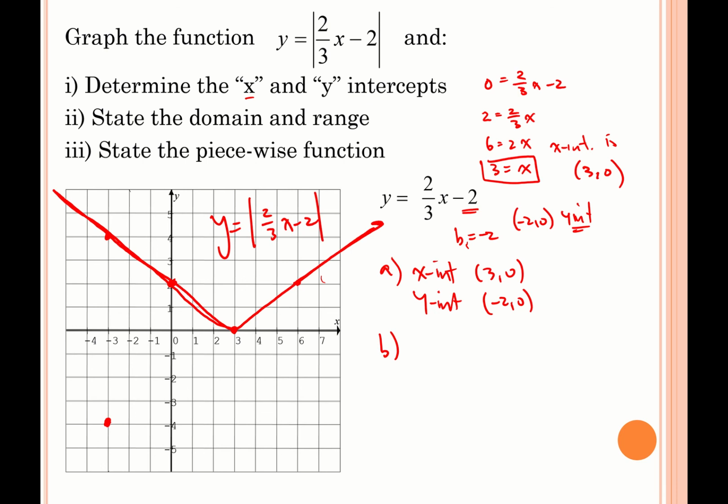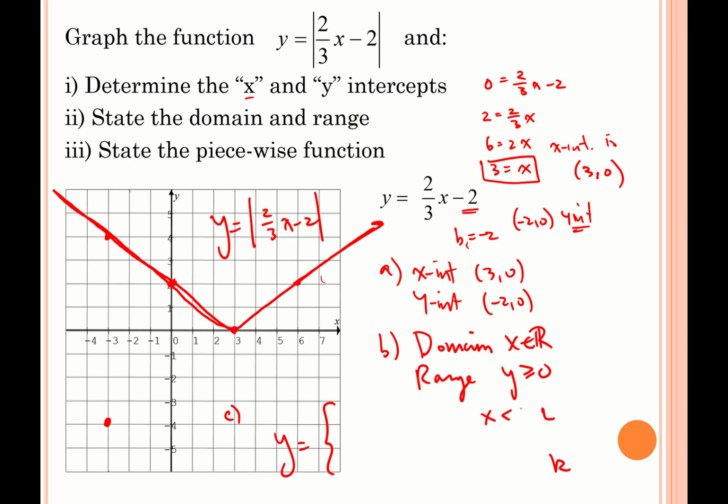Now you need to find a domain. The domain is x can be all real numbers. Your range is y is greater or equal to 0. Now C is the hardest. You have to write your piecewise. When you write your piecewise, you have to do the left side and the right side. The left side is where x is less than 3, and the right side is x is greater or equal to 3. You use 3 because 3 is the x-intercept.